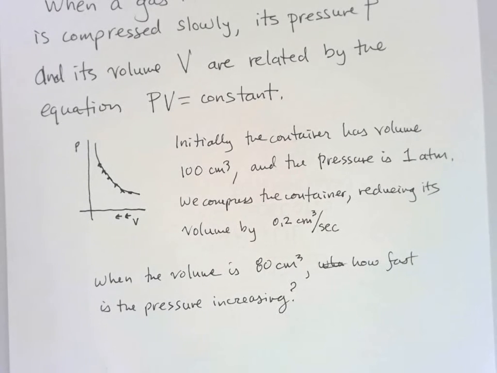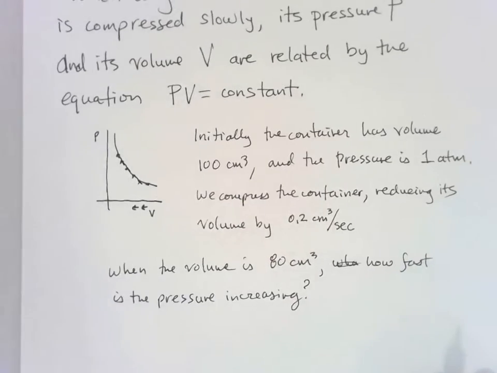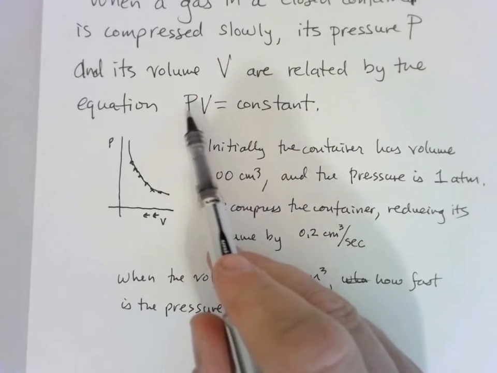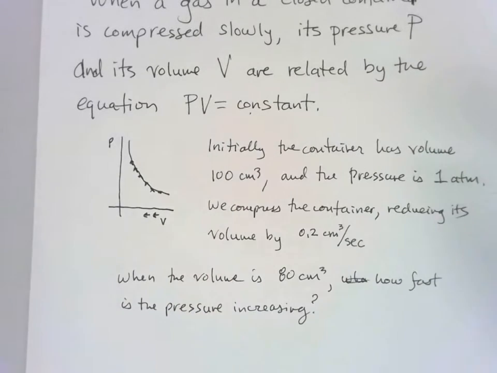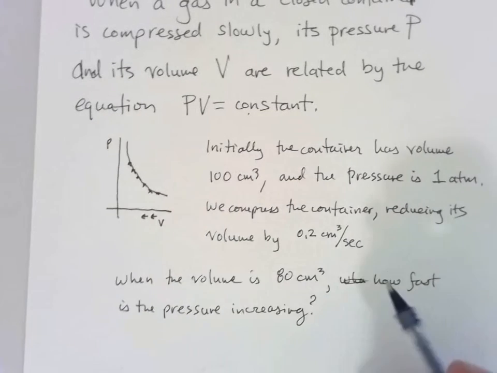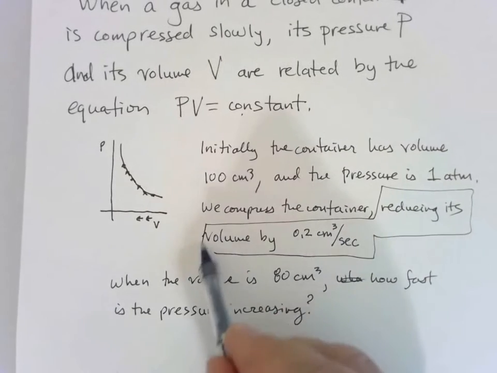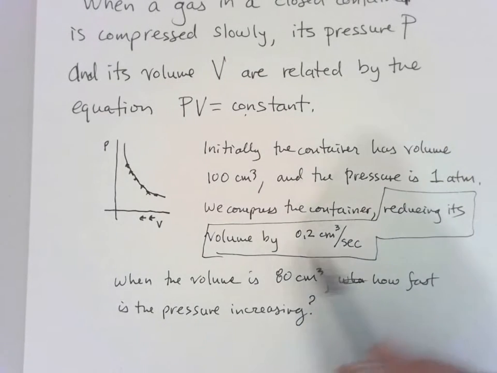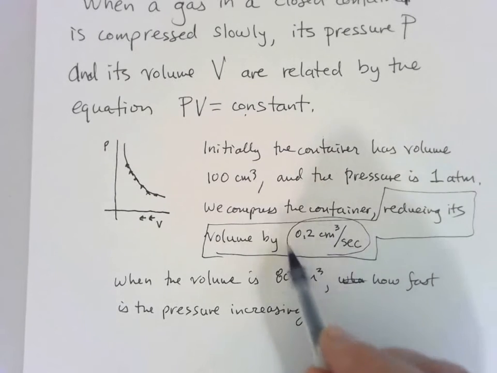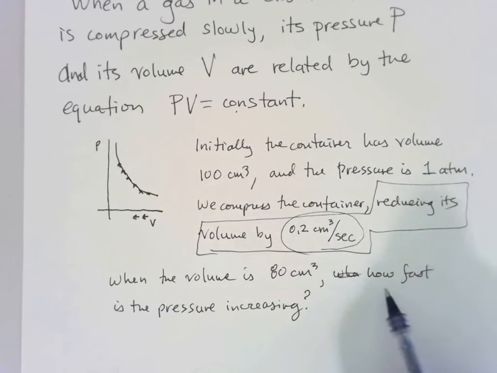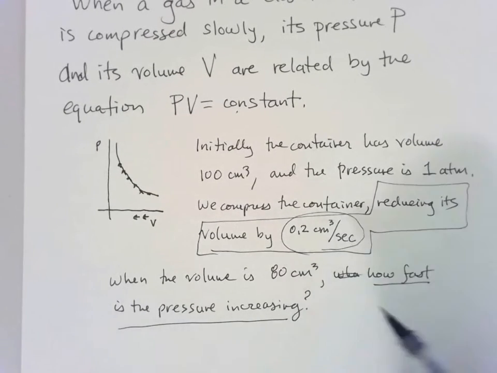So when the volume is 80 cubic centimeters, how fast is the pressure increasing? Here's how we set the problem up. We've got this equation here: pressure times volume equals constant. And if we look here, we have a known rate: we know the rate at which volume is decreasing. And we can see this is a rate because it's cubic centimeters per second. And then we have an unknown rate. How fast is the pressure increasing?